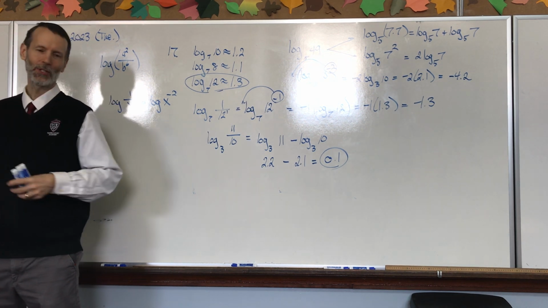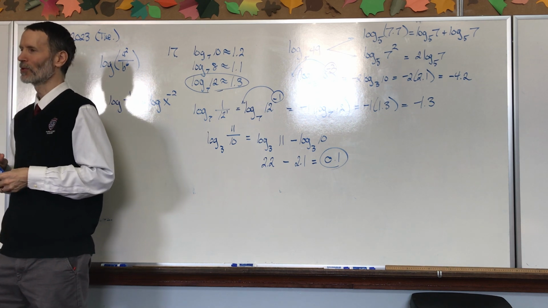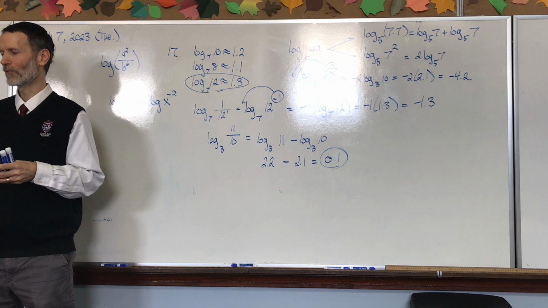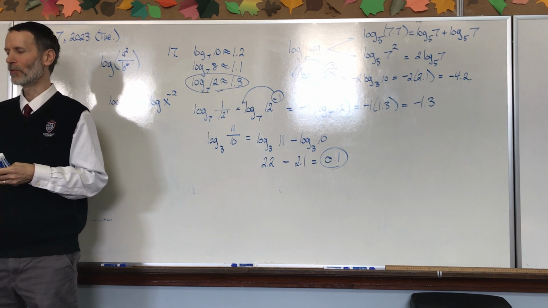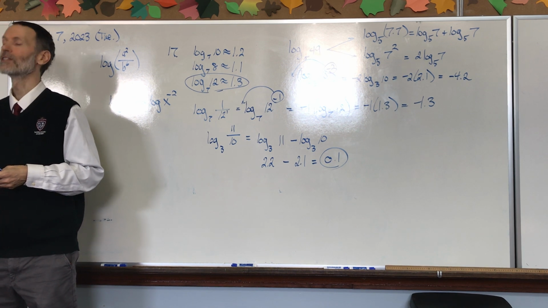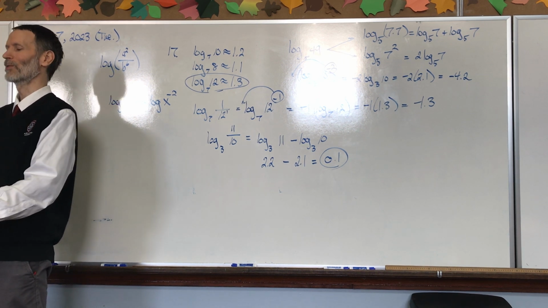Everybody got number 21? b equals negative 2. Okay, that's good. Number 22, the answer is a fraction. K equals 3 over 2. That's good. Right, K equals 3 over 2.